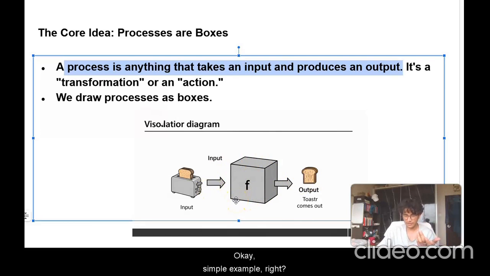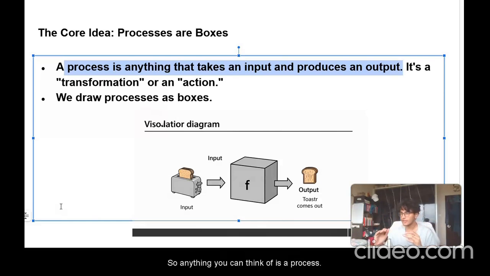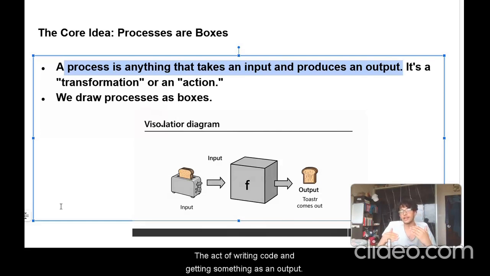Simple example, right? Another example: you want to get from point A to B. You move from point A to B. The act of moving, or the act of transportation, is another process. So anything you can think of is a process. The act of writing code and getting something as an output. The act of cooking something and getting food as an output. These are all very basic examples that can help you understand.